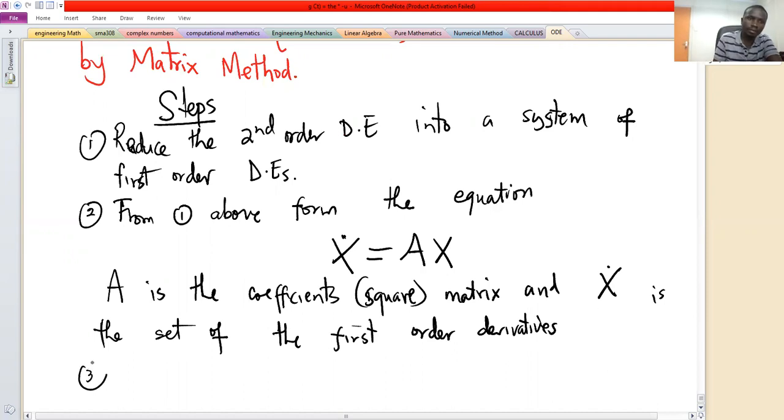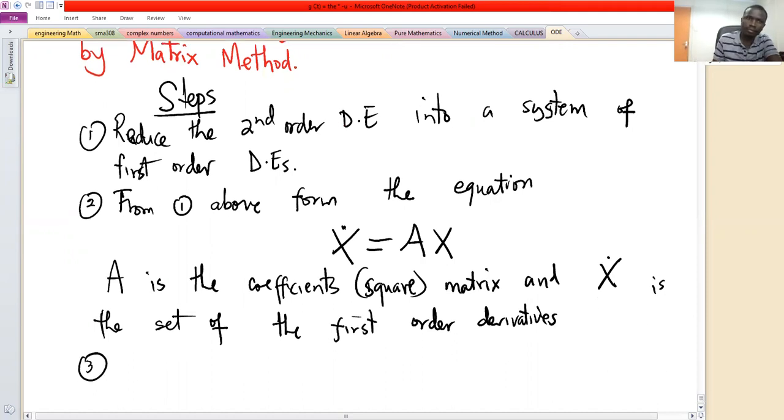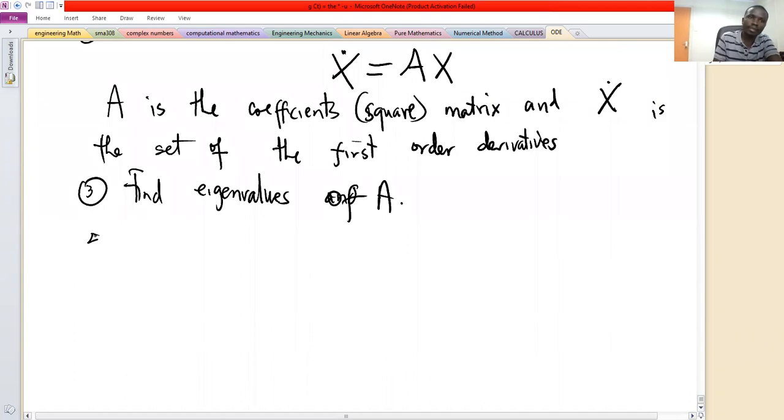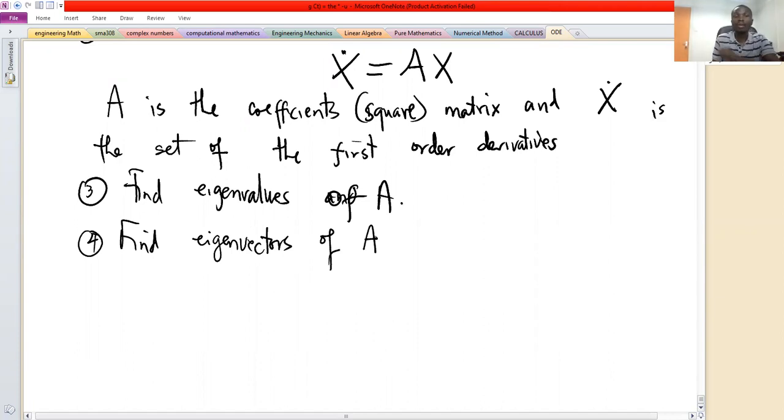Step 3, find eigenvalues of A. And then 4, find eigenvectors of A.